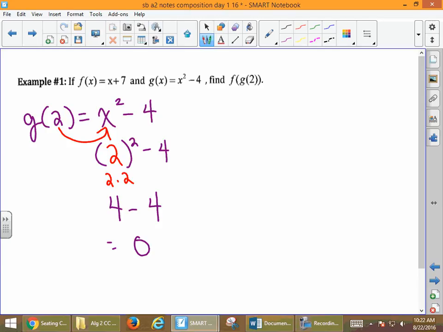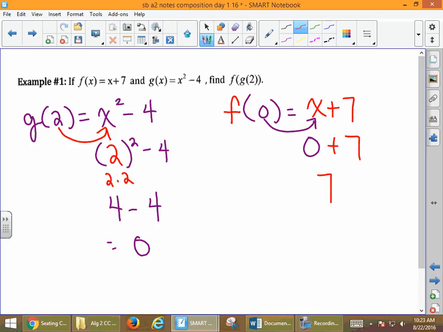But now we're going to use that output in another function. Now we're going to figure out, since we did the g already, what does f of 0 equal? Again, I like to write down the function I'm working with, which is x plus 7. And we're going to take that value of 0 and put it back in here for x. So this is going to be 0 plus 7, and 0 plus 7 is 7. And this value of 7 is our final output. You do not need to write final output there.